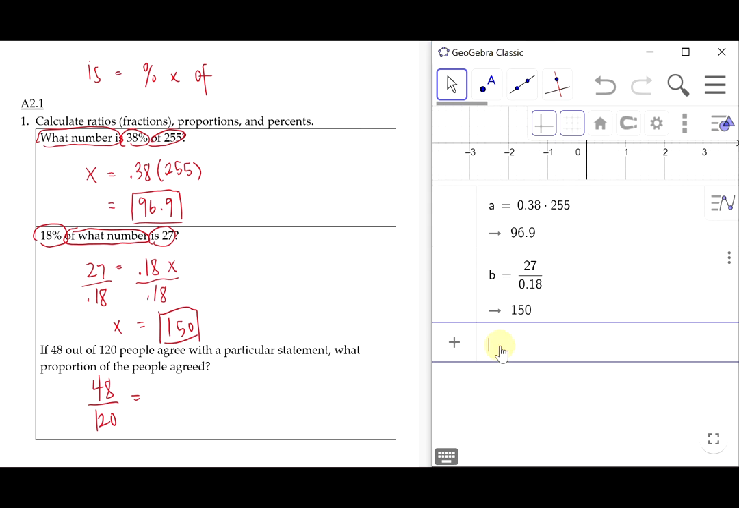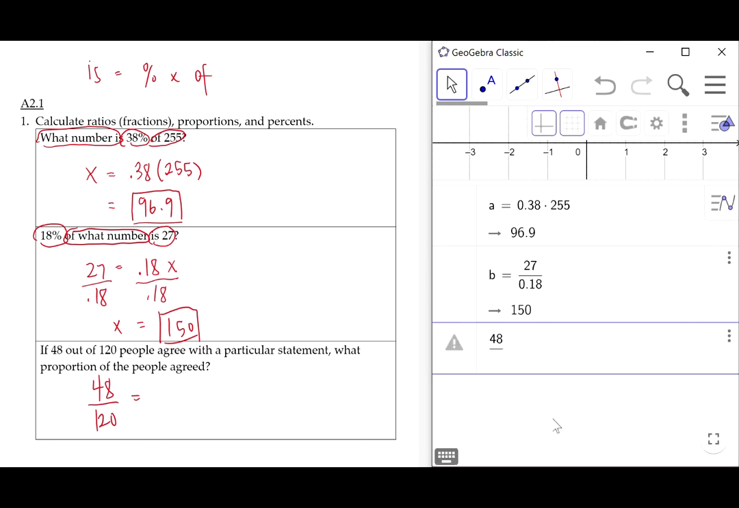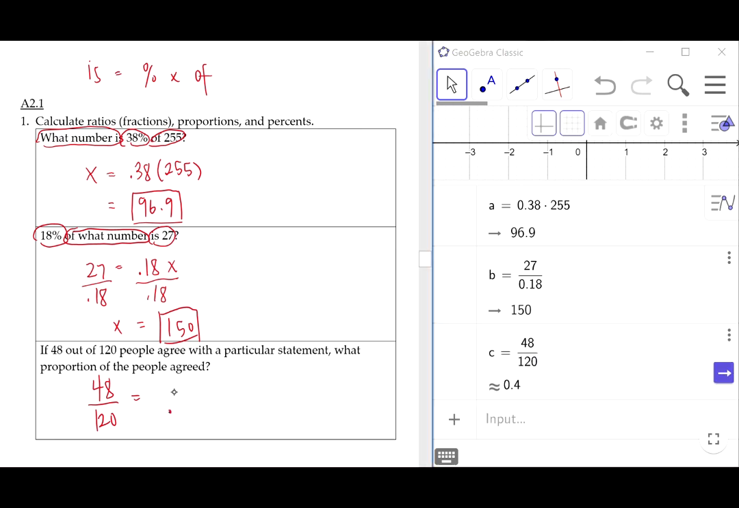So I can take 48 and then open up the keyboard and use the divided by. I'll close it so that you can see it. Or you could just use the slash key on your keyboard if you would like to use that to get the division in there. And 48 divided by 120 is 0.4. That's the proportion I'm looking for.